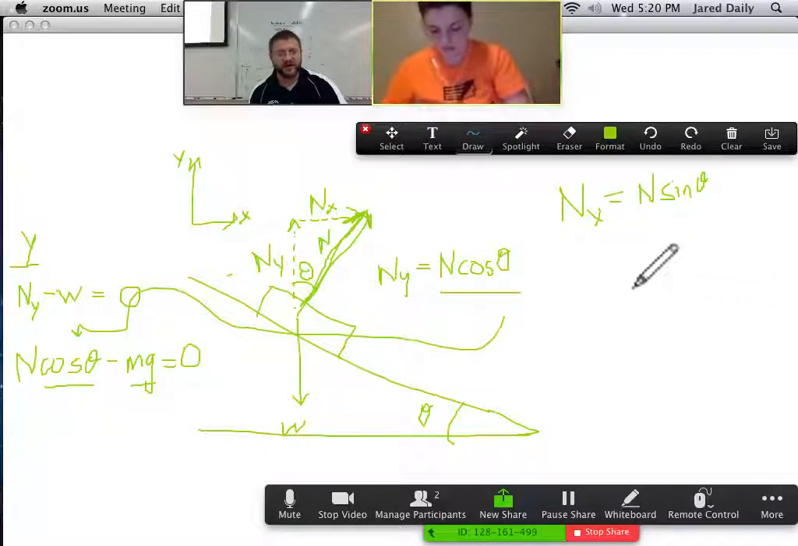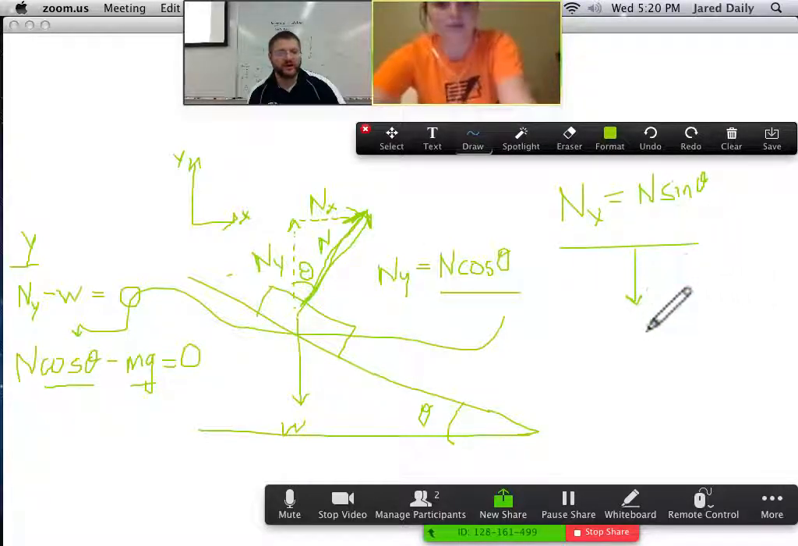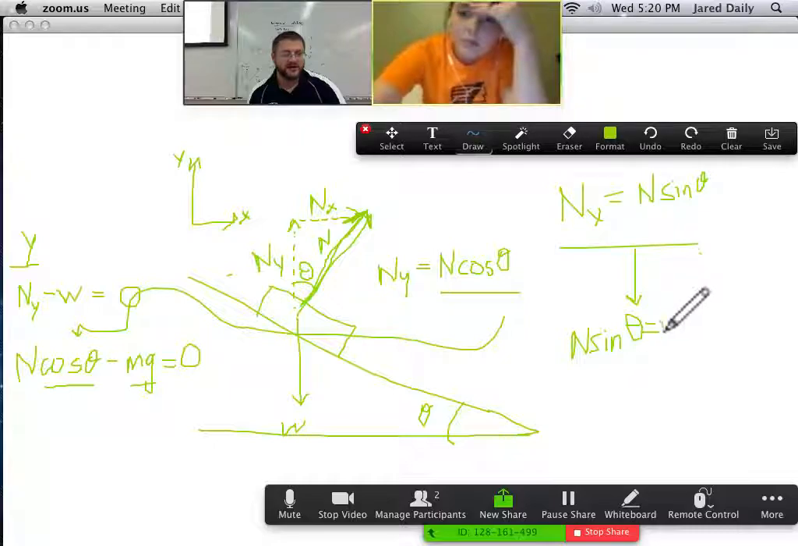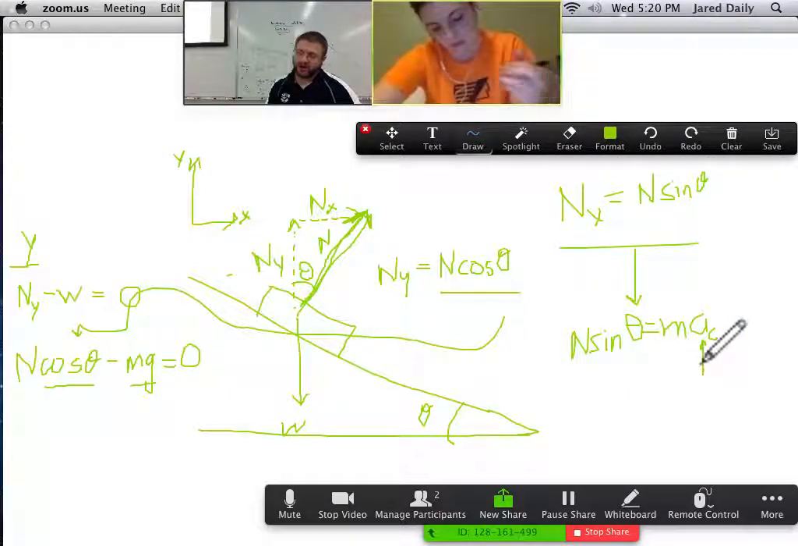So for the last part of it, you take this force here and you put it into force equals mass times acceleration. So it ends up being N sine theta. This is for the centripetal acceleration. N times sine theta equals your mass times your centripetal acceleration, and you solve for that in this equation. And that will give you the next part.